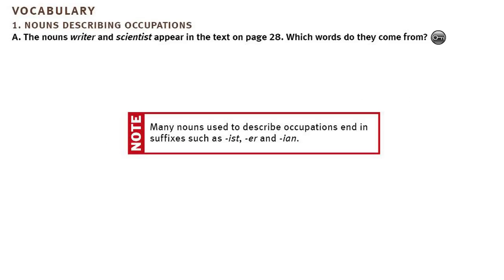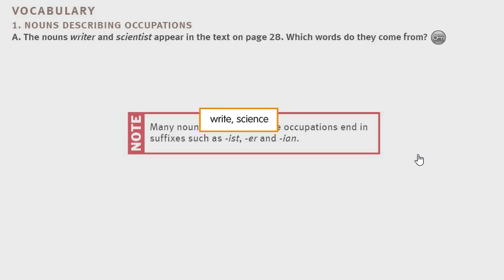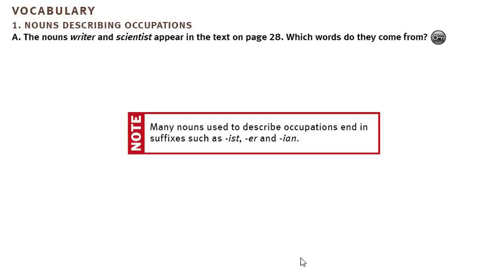Vocabulary. 1. Nouns describing occupations. A. The nouns writer and scientists appear in the text on page 28. Which words do they come from? Write science. Note: many nouns used to describe occupations end in suffixes such as.